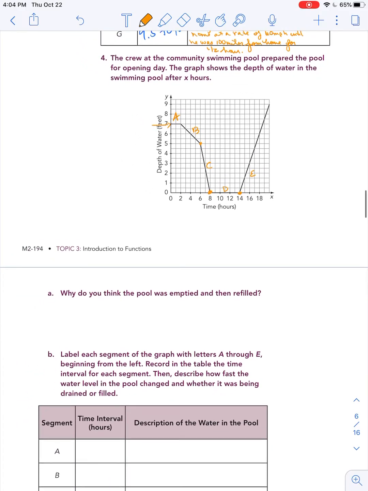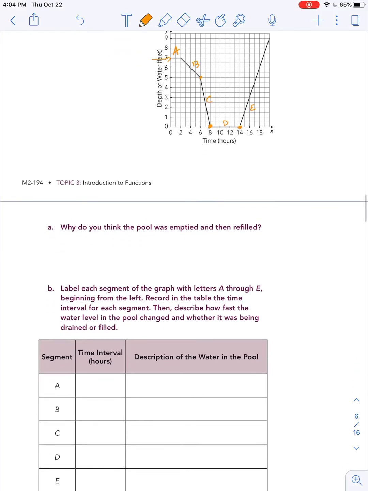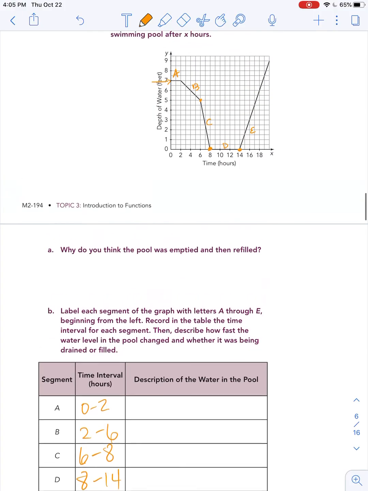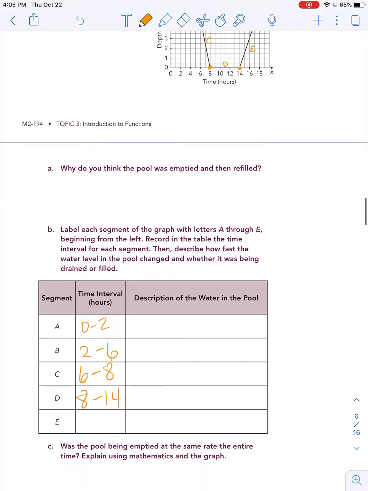So now, our time intervals. The first one is 0 to 2 hours. And then 2 to 6 hours. And then 6 hours to 8 hours. And then 8 hours to 14 hours. And then 14 to 20.